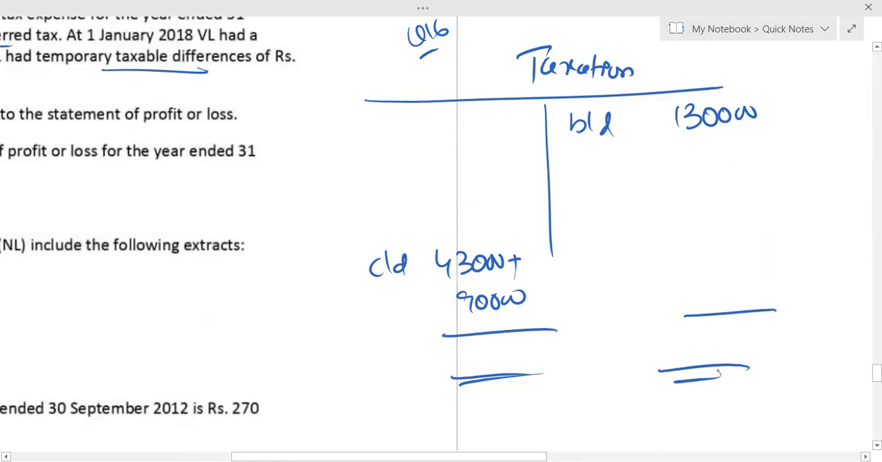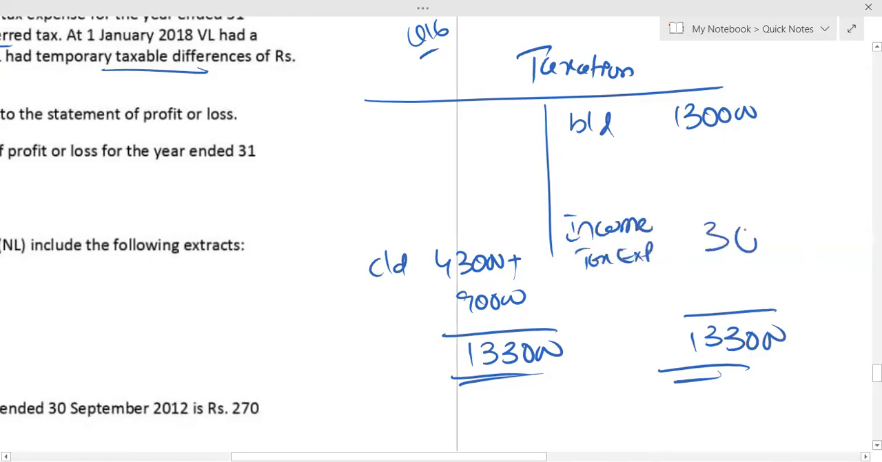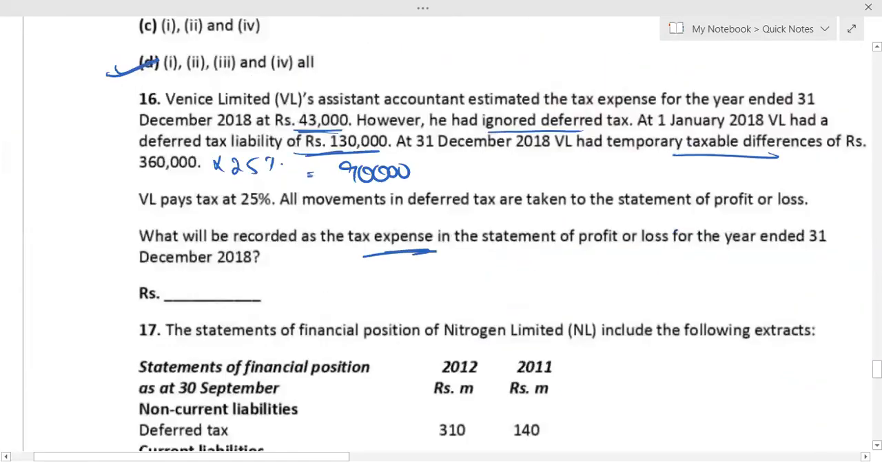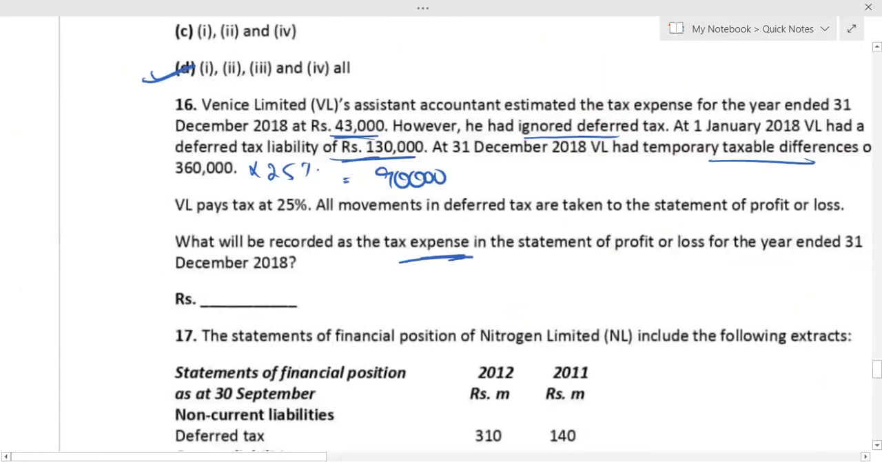So 43,000 plus 90. So the income tax expense which goes to P&L is 3,000. If the data is in million, then we'll work in million. It's not in million, it's in thousand. It's 3,000.